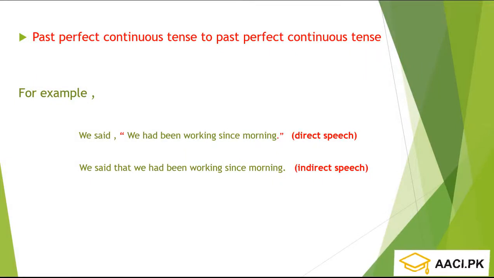Past perfect continuous tense is converted into the past perfect continuous tense. For example, we said, we had been working since morning. In the indirect speech, we said that we had been working since morning. Did you see? We changed the inverted commas to that, and past perfect continuous, in which had been and first form plus ing is used, will remain as it is. We had been working since morning.